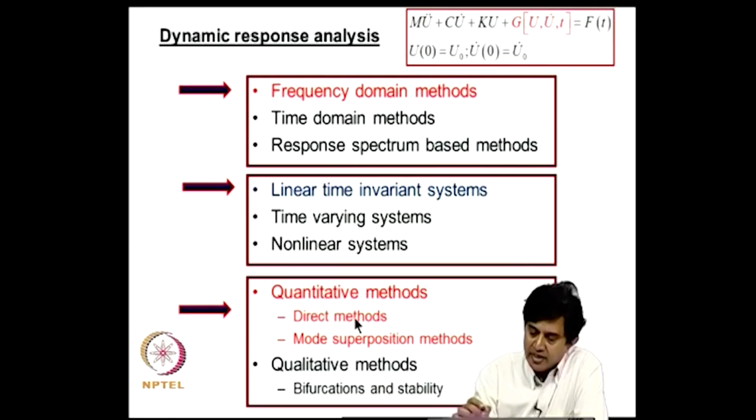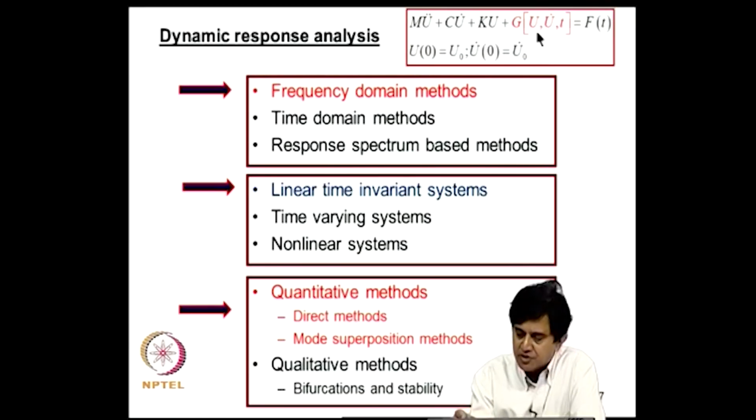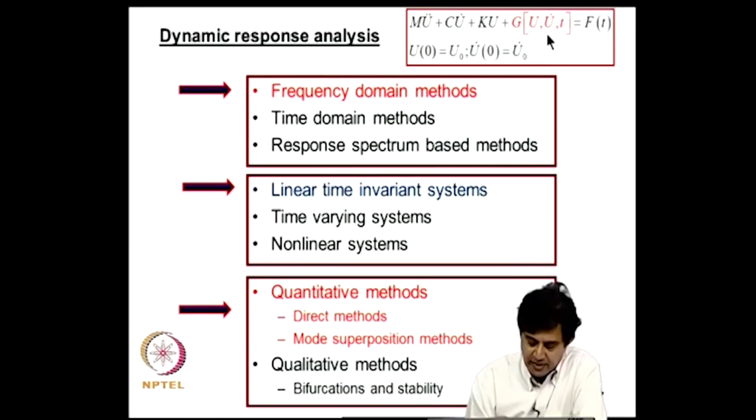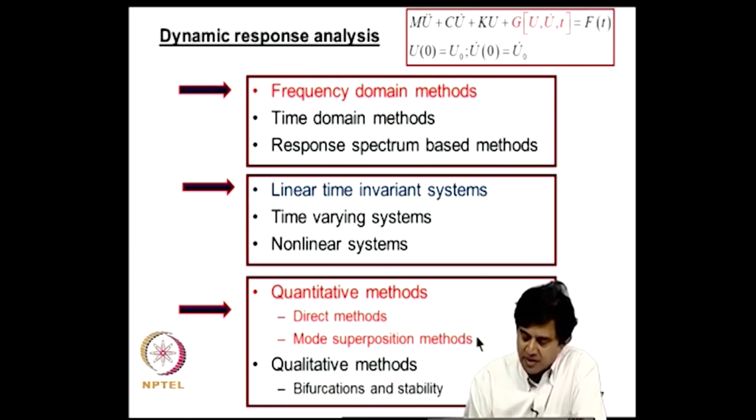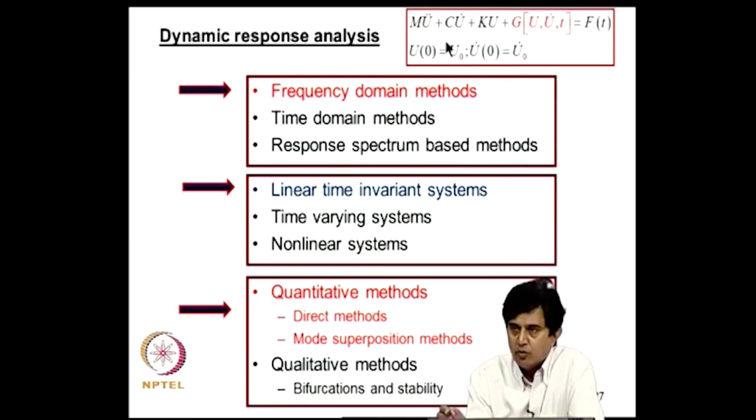Yet another way of looking at the analysis of this equation of motion is we can classify the methods as being quantitative or qualitative. In quantitative methods, we can further classify the methods as direct methods or mode superposition methods. In direct methods, we tackle this equation without any further transformation on u, whereas in mode superposition methods we attempt to transform u into a new coordinate space, so that some of the representations become simpler, and then analyze the problem.